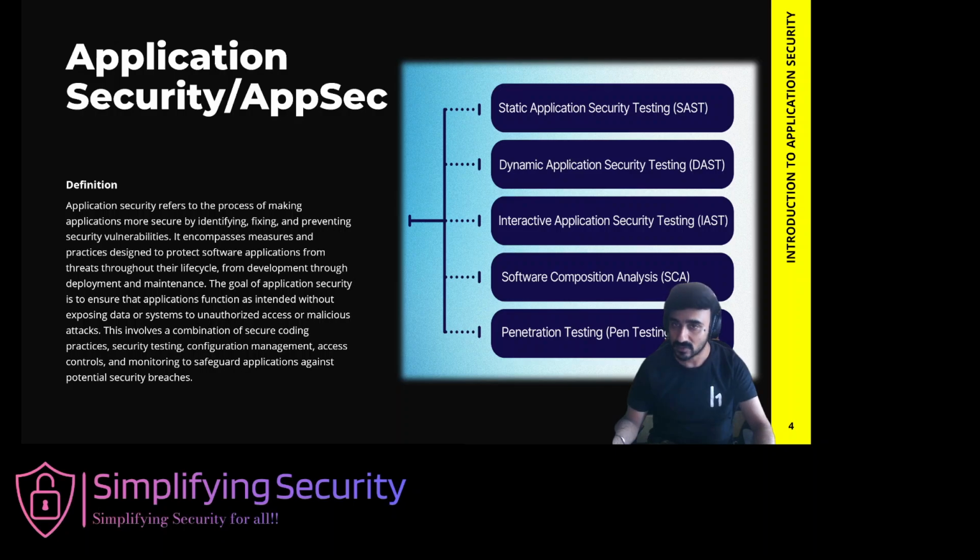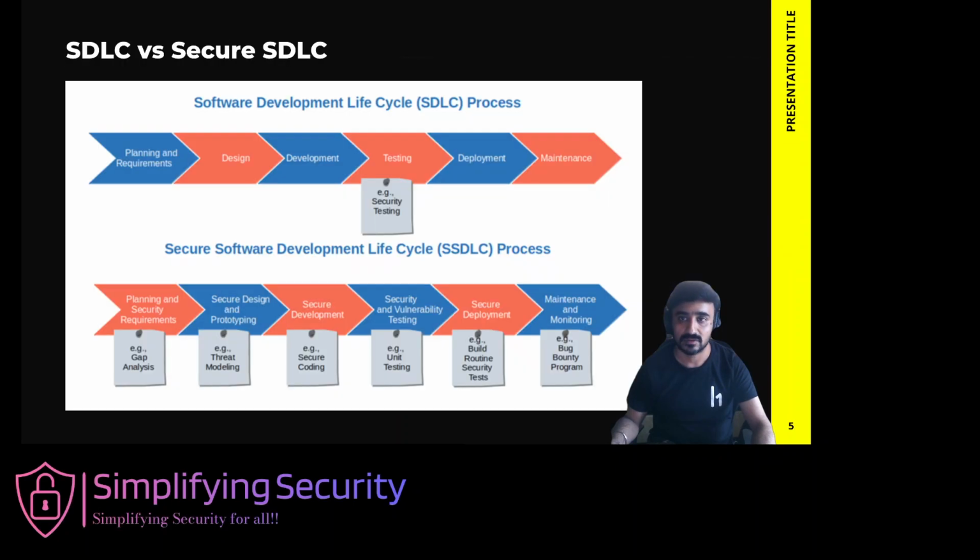There are various ways. AppSec is split into different types of testing, and you can see on the right side that it can be achieved through SAST, DAST, AST, SCA, and PT. I'll be going through each of these, so be with me. Let's move on to the next part.